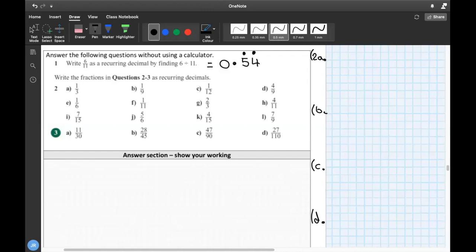Okay then, 2A, 1/3. That is 1 divided by 3. So the number you're dividing, 1, goes inside your bus stop. The number you're dividing by, 3, goes outside your bus stop. And we put our decimal points in, because 1 is the same as 1.0000. And you've got your decimal point in the same position above as well. How many 3's can we fit into 1? None. So we join those up.